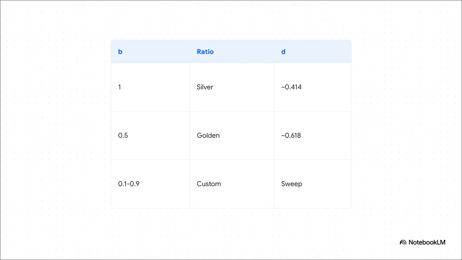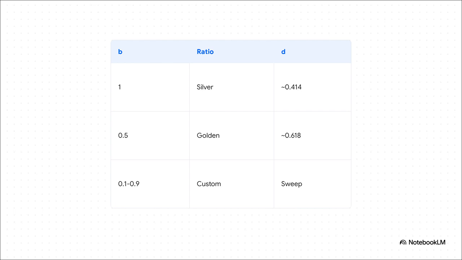Now, what's really interesting here is how this single formula beautifully unifies classical architectural proportions while at the same time totally freeing modern designers. Historically, architects were kind of trapped making these discrete, rigid, structural jumps. You were either using the silver ratio, which is what you get when you set our slider B to 1, or you were using the golden ratio by setting B to 0.5. But with this normalized equation, you aren't locked into those ancient fixed presets anymore. You can smoothly sweep B anywhere from 0.1 to 0.9 for total custom microtuning.